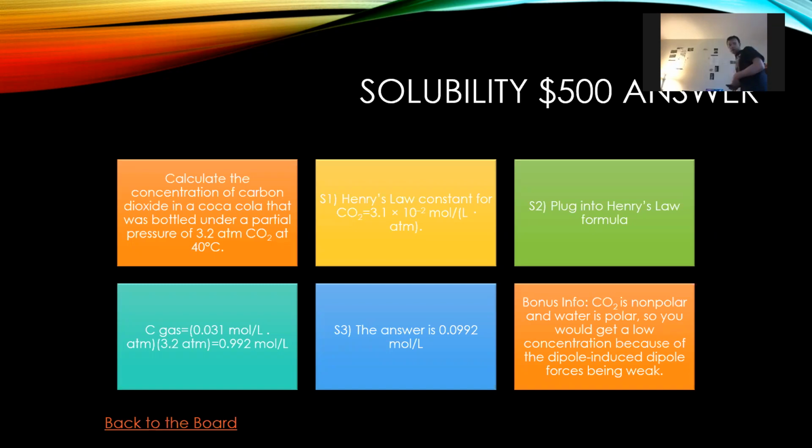So the Henry's law constant here is 0.031 moles per liter per atm, times 3.2 atm, which gets you 0.0992. I just wrote that wrong on there.